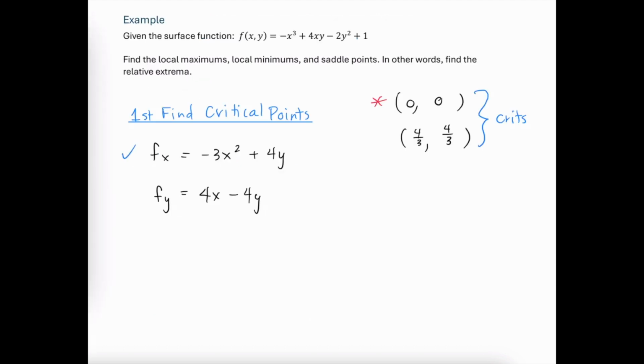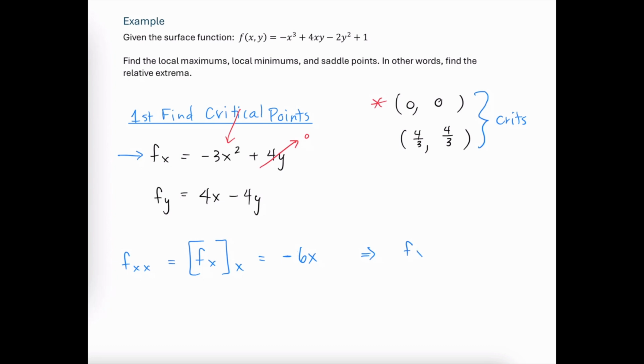So let's begin by calculating the second partial with respect to x twice, which means we start with the first partial with respect to x and differentiate it with respect to x again, which means that we'll be holding these y values constant, and if y is constant, this derivative is going to go to 0. With respect to x, this term has a derivative that's negative 6x to the first power. So just to clean that up, we'll say fxx is negative 6x.